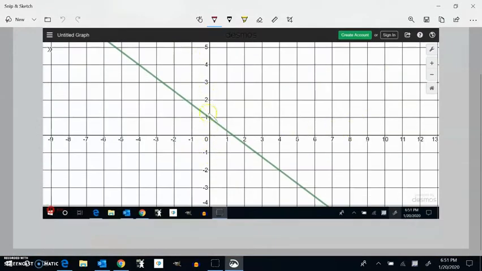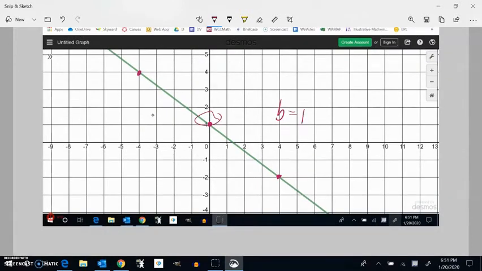All right, where's my y-intercept? It's right here. Where are my lattice points? Wow, it's a long ways away. I guess it's not that bad. There's one here. So if I want to find the slope of this, I already know the b value. The b value is 1, the y-intercept.